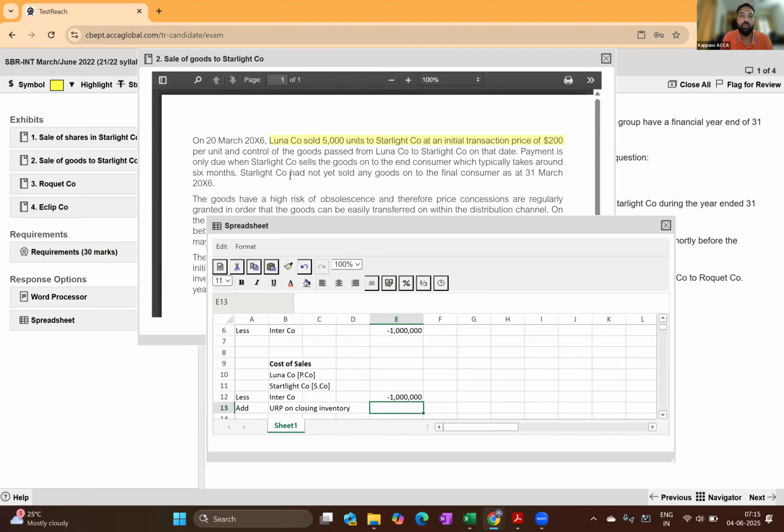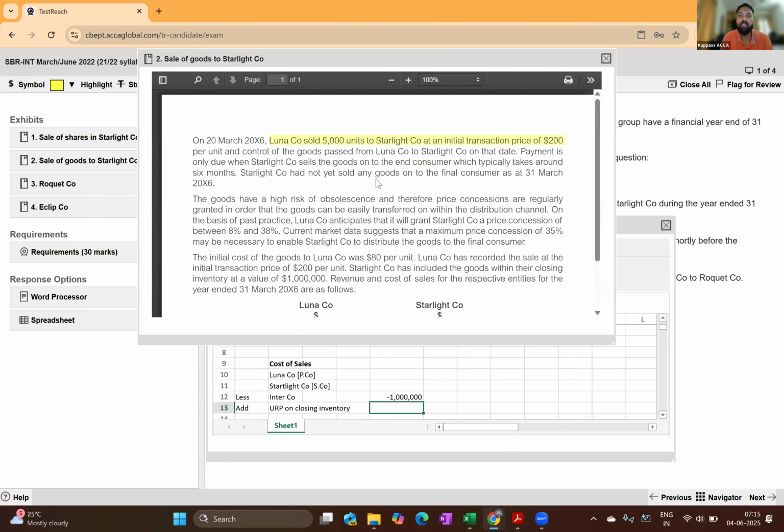Payment is only due when Starlight Company sells goods on to the end consumer, which typically takes around 6 months. Starlight had not yet sold any goods on to final consumers as at 31st March 20XX.